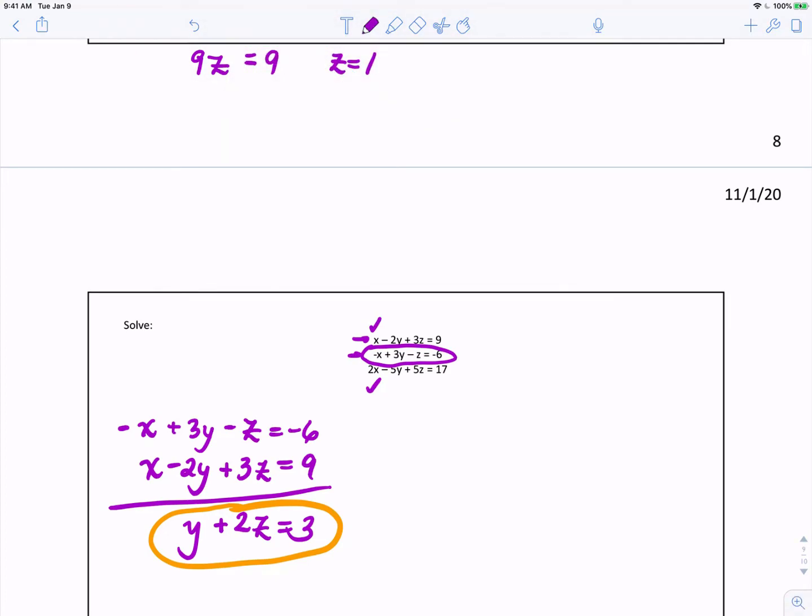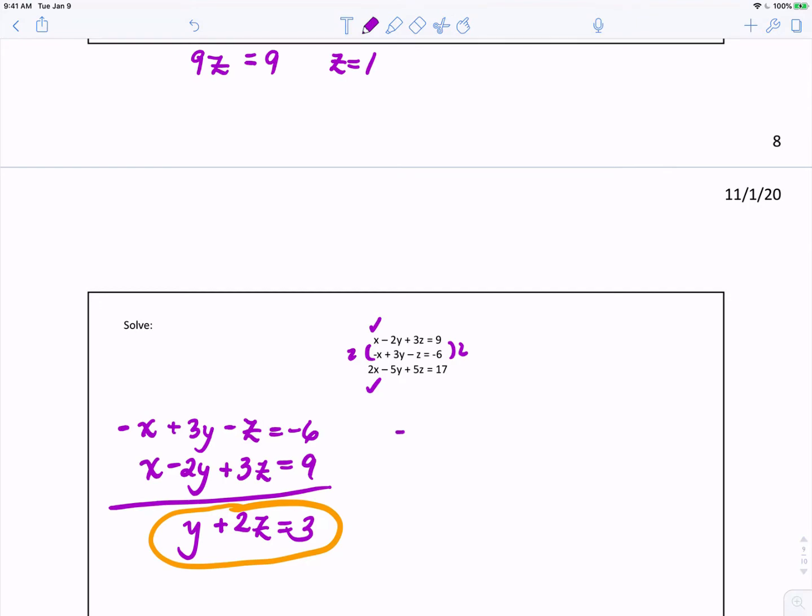Now let's take a look at the third equation. To get rid of this x, I would need a negative 2. So I'm going to multiply both sides of the second equation, the one I'm using, by 2. That's why I picked it, so I wouldn't have to use the negative. All right, so I'm going to multiply both sides of this equation by 2.